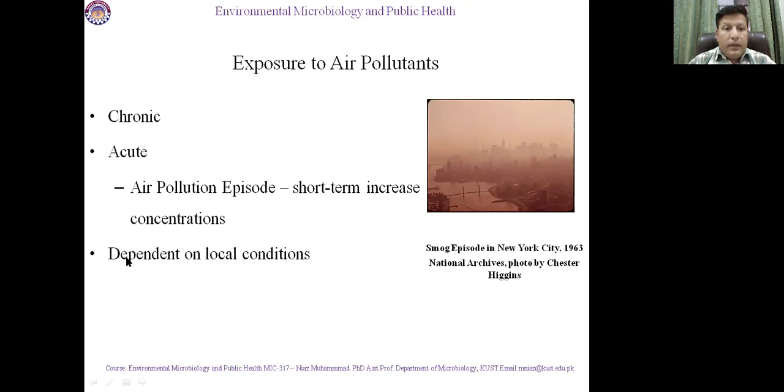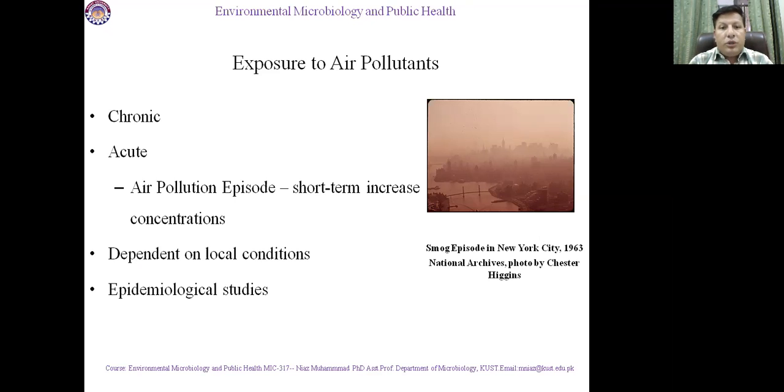If pollutants are in the atmosphere for a longer time, they will cause more negative impacts on those people who are breathing in that environment. If it is for a shorter time, it will have a shorter effect on public health. It will not lead to very serious health effects.